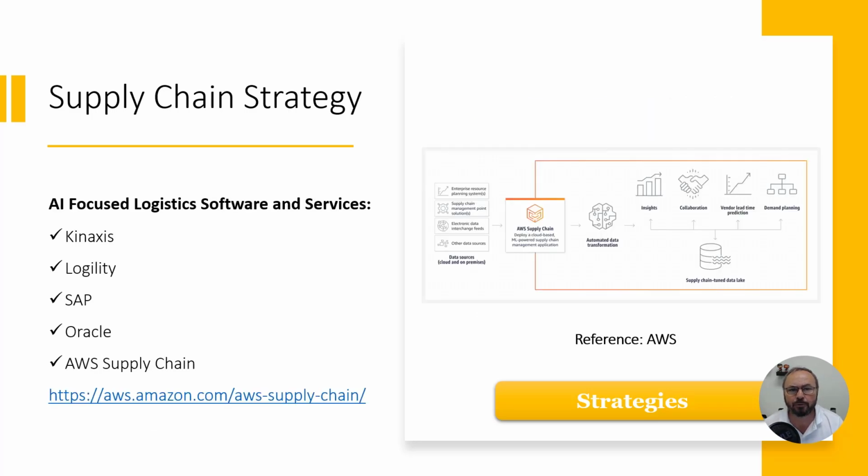Now, as far as some of the logistics software and services out there that are AI focused, CCASA is one of the well-known protocols or solutions, I should say, that are out there. Logility, SAP, Oracle, just to name a few. Then AWS has what is called AWS Supply Chain.